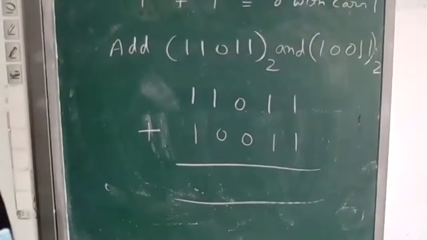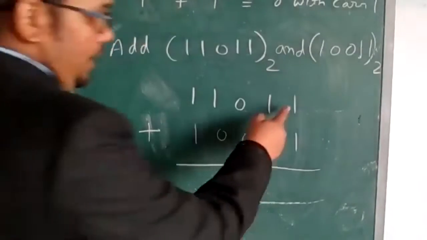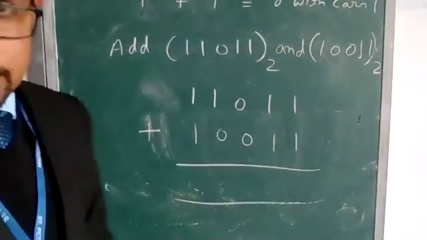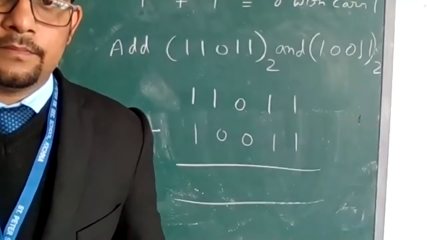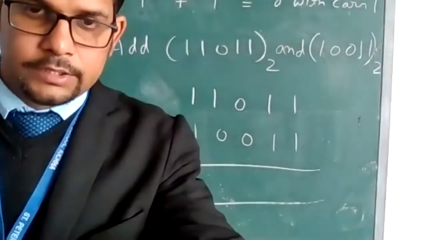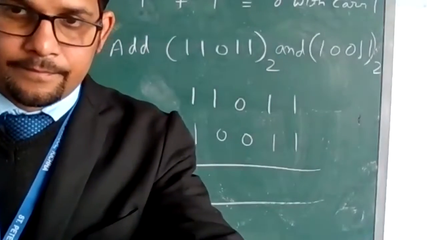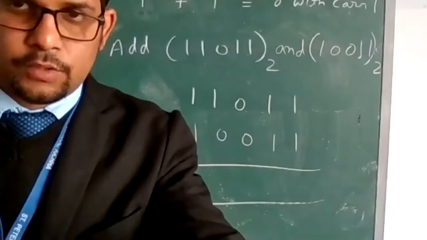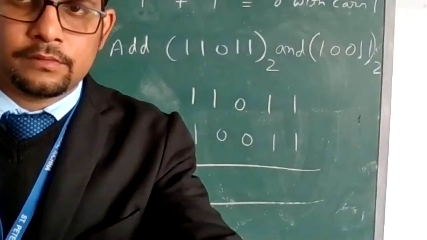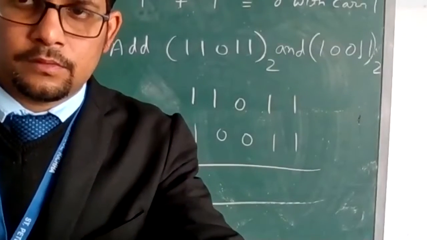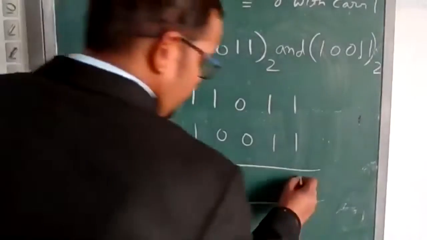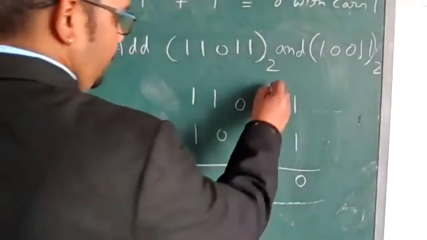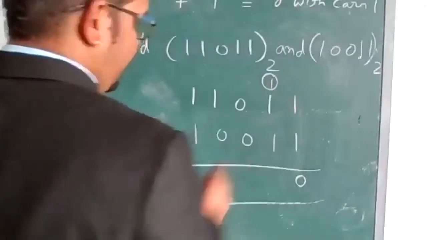Add these numbers. Clear? 1 plus 1. What is the answer? 1 plus 1. Write your answer. 1 plus 1. Zero with carry 1. Very good. So 0 is the answer and 1 is our carry.